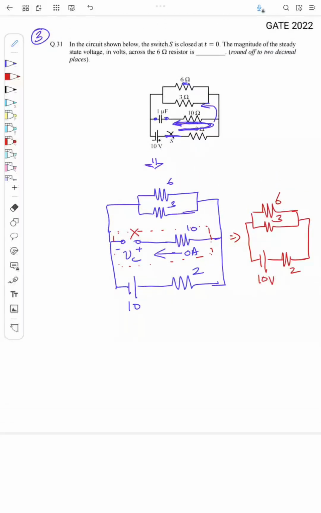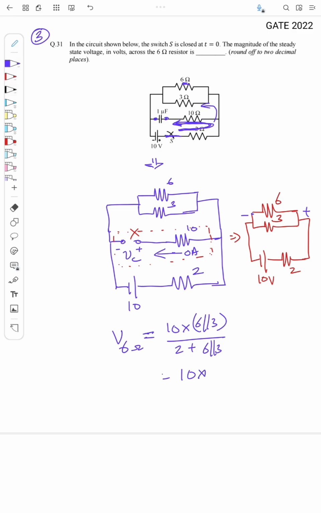So what is the voltage across 6? The voltage across 6 is the voltage across this resistance, that is 6 parallel 3. I'll call it V6, voltage across 6 ohm. It's like a potential divider, right? 2 ohm in series with 3 parallel 6. So I can write 10 into 6 parallel 3 by 2 plus 6 parallel 3, right?